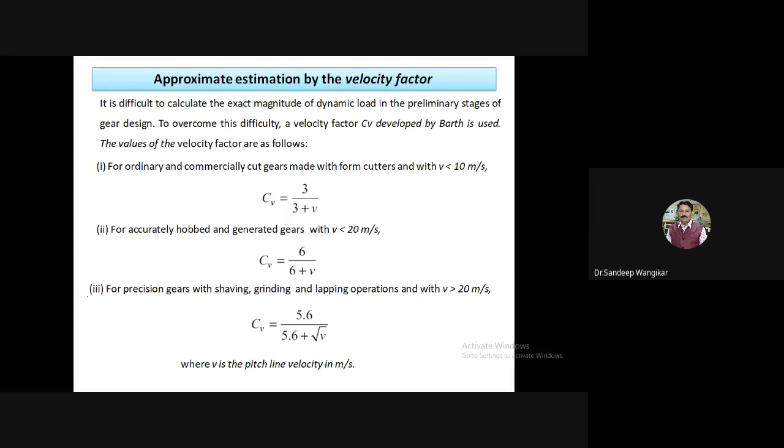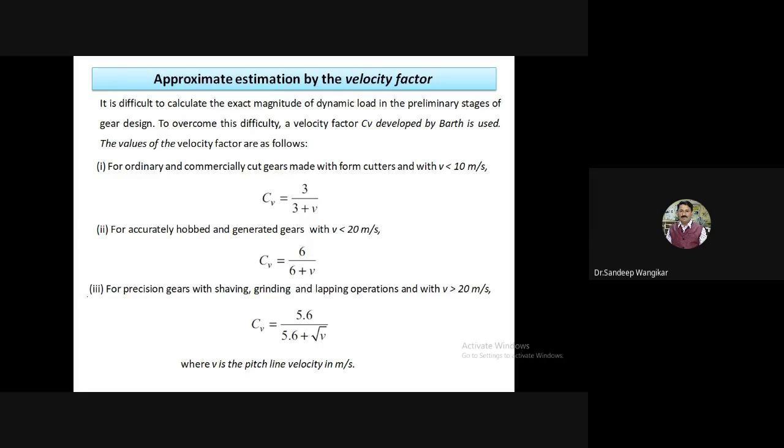Good. So let us concentrate on the first method, method number 1. The formulas are very, very important while solving the numericals. Method number 1: approximate estimation by velocity factor for calculating the effective load acting on the gear.